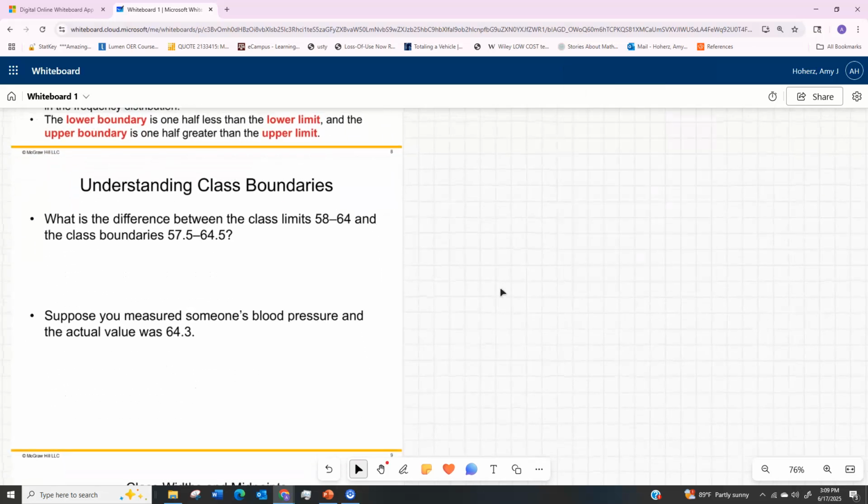Okay, so just a couple questions. What's the difference between the class limit of 58 to 64 and the class boundaries? As we mentioned, there's no gap between the classes with the boundaries.